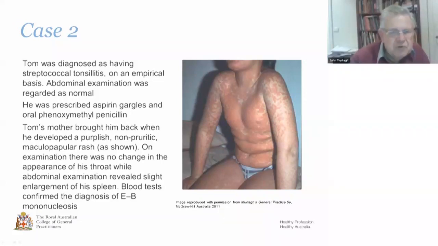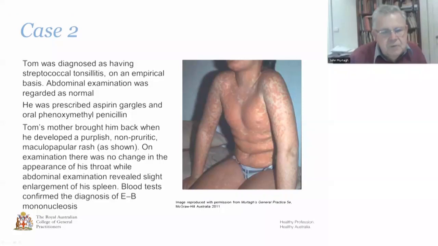This is when I first saw him. He had this purplish, non-pruritic maculopapular rash. It wasn't terribly itchy. It wasn't particularly distressing, but the sight of it was quite dramatic. But from my experience, which was 30 years at this stage, I recognised the colour of the rash, a purple hue, which is the colour of the rash associated with mononucleosis.